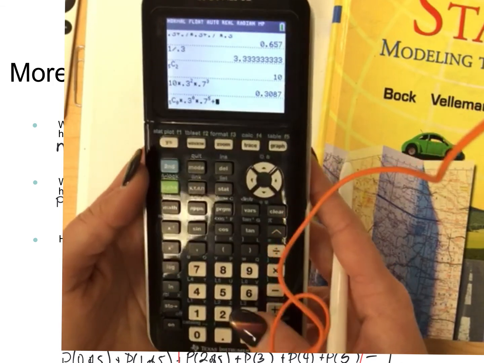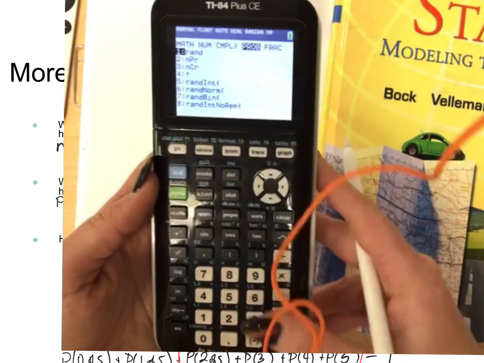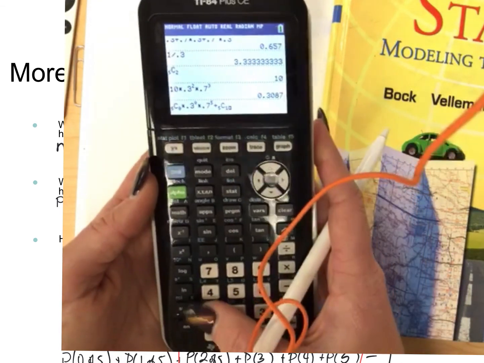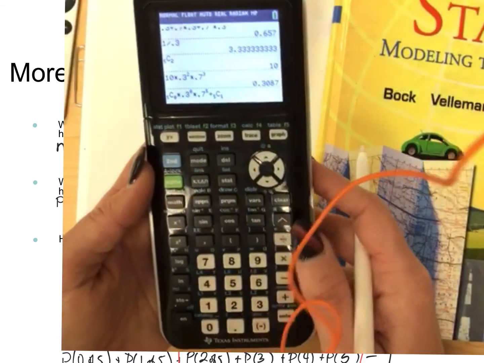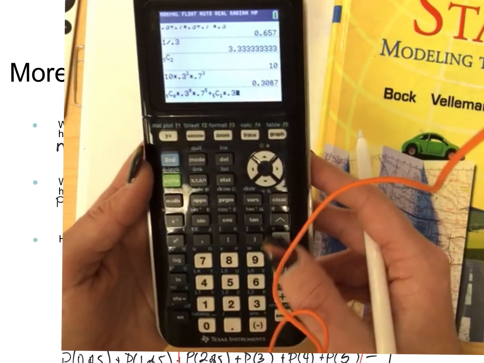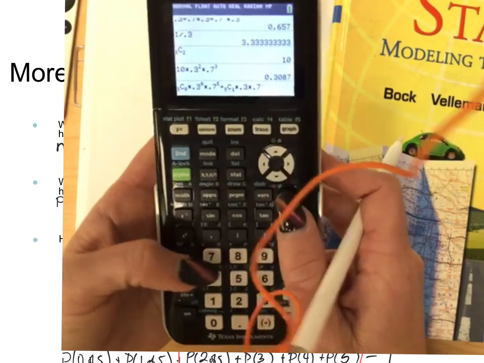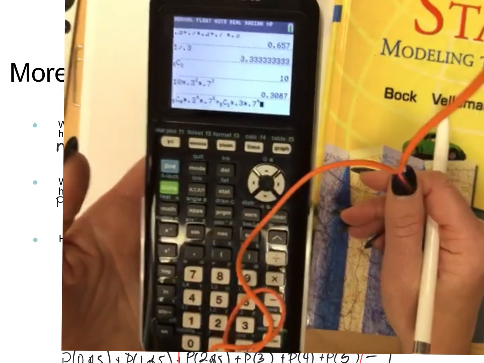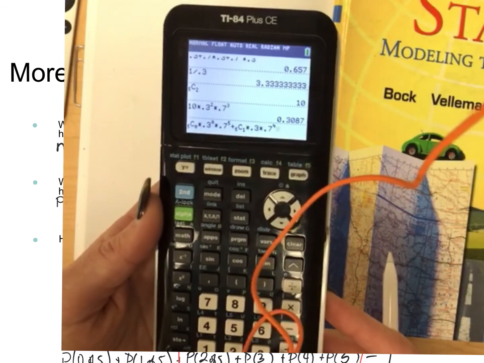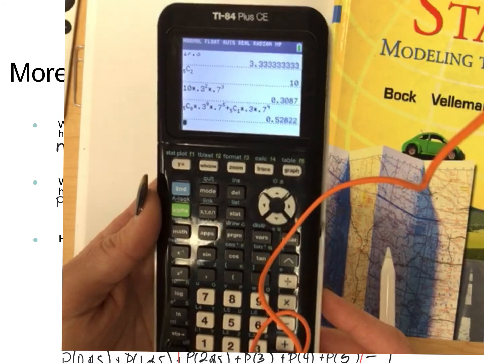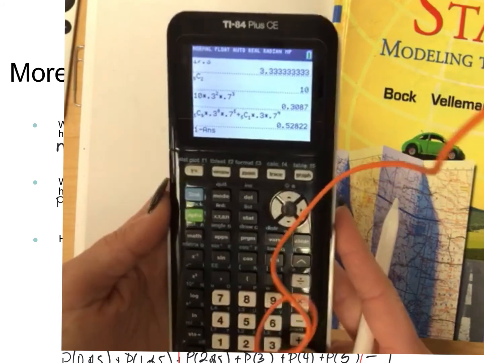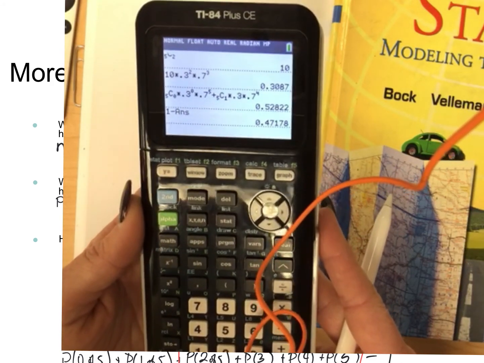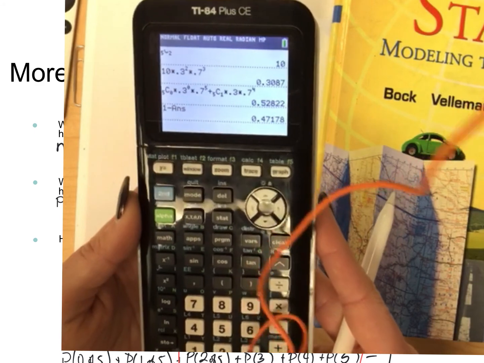And then I can do plus, math, probability, and nCr again, 5 choose 1, times 0.3 times 0.7 to the 4th. I don't really need to type in 0.3 to the 1 power, right? It's just 0.3. And then I can hit enter. Then I can do 1 minus that. 0.47178. Okay. Now, here's some good news.